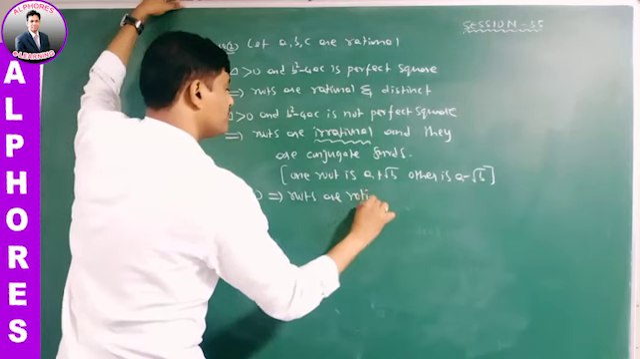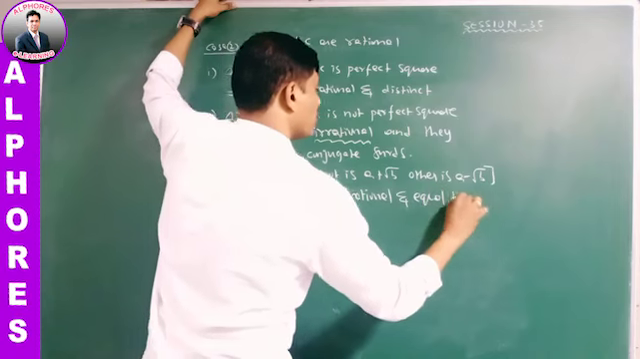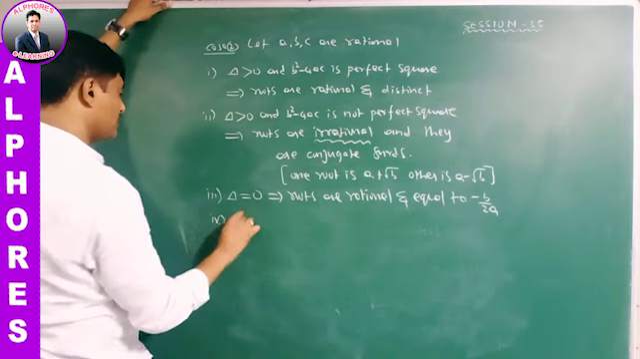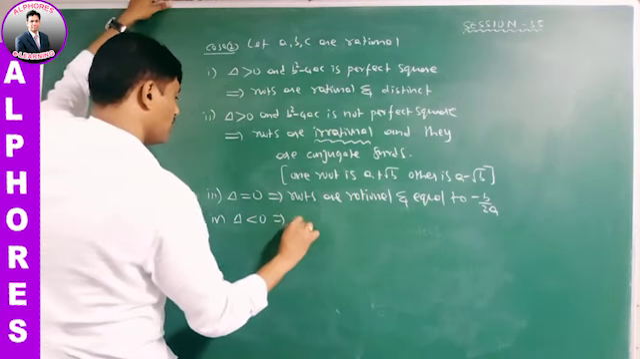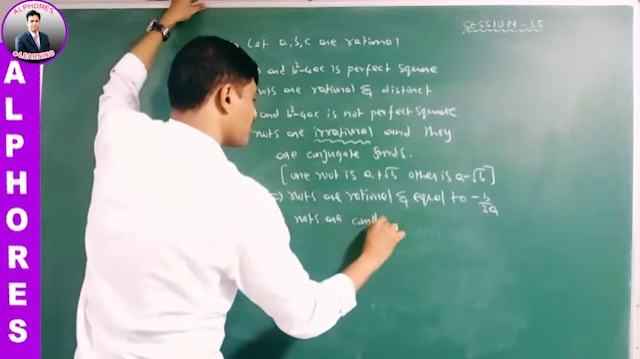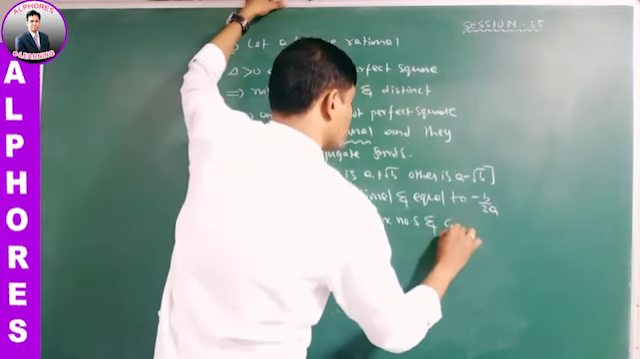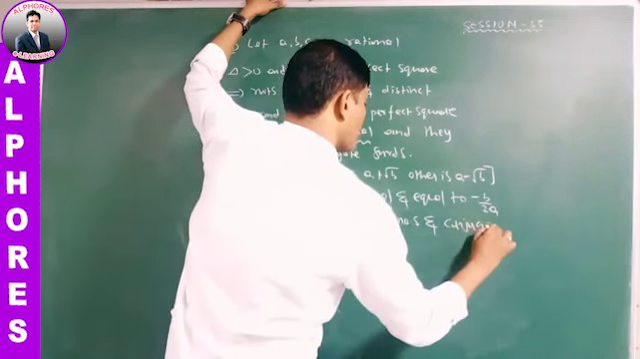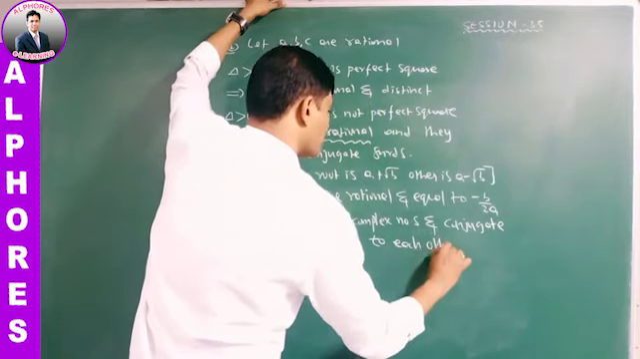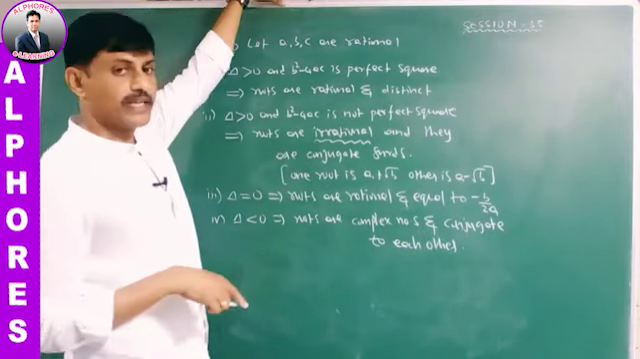And the remaining two cases are same, as delta is equal to 0, roots are rational and equal to what? Minus b by 2a. And the fourth one, delta less than 0. Roots are non-real complex numbers, conjugate to each other. Means one root is 1 plus i, other root is what? 1 minus i.